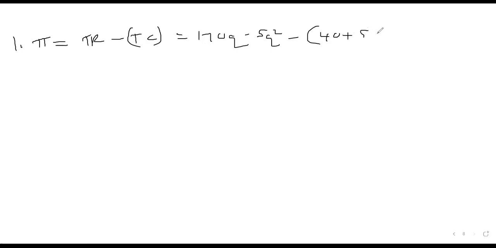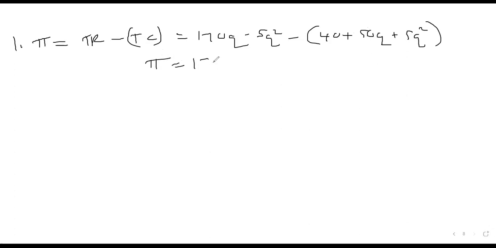Who remembers? Total revenue minus what? Total cost in brackets. Our total revenue is calculated as 170Q minus what? 5Q squared. And our total cost has been given as what? 40 plus 50Q plus 5Q squared. So we need to compute it.